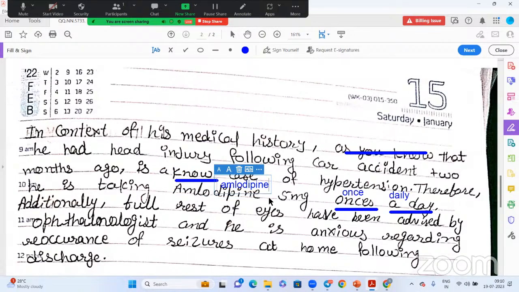He is taking amlodipine 5 mg once daily. Okay, he's a known case. So is this necessary? He already knows, no? He only sent the patient to you. So why does he need this information? Is this relevant information? Why are you giving this information to him? He already knows this information.